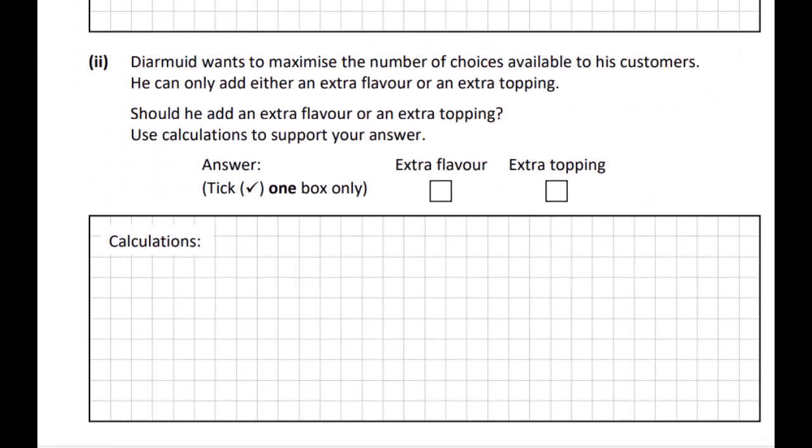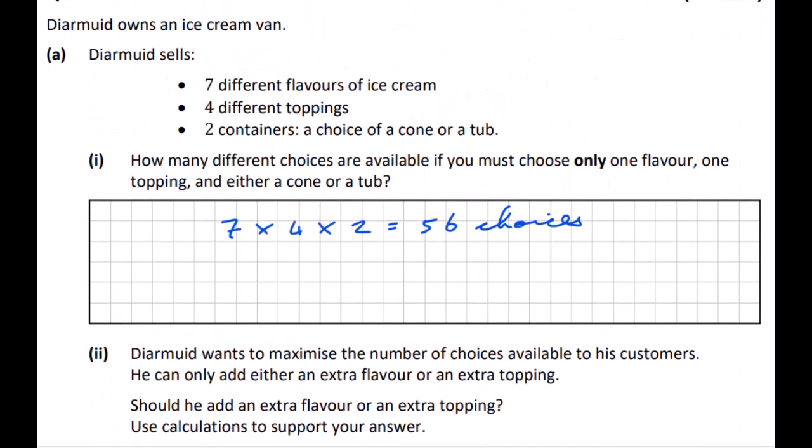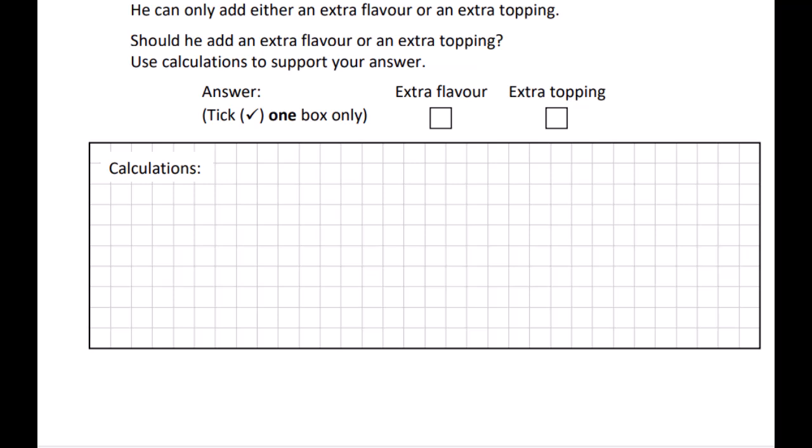Dermot wants to maximize the number of choices available to his customers. He can only add either an extra flavour or an extra topping. Should he add an extra flavour or an extra topping, use calculations to support your answer. Okay, so if he uses an extra flavour, that means he will have 8 flavours. So it would be 8 by 4 by 2. So if he adds an extra flavour, it would be 8 times 4 times 2. If you do that, you get 64.